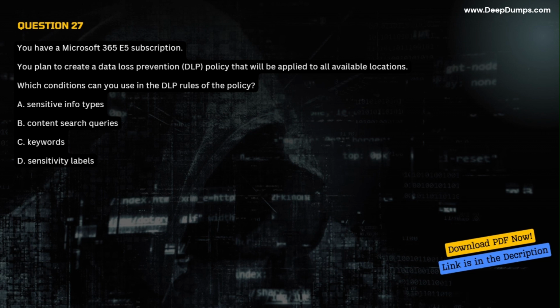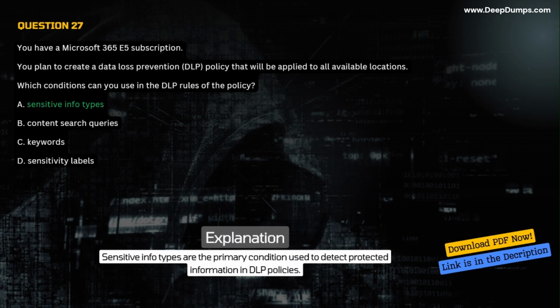A. Sensitive info types. B. Content search queries. C. Keywords. D. Sensitivity labels. Correct answer A. Sensitive info types. Explanation. Sensitive info types are the primary condition used to detect protected information in DLP policies.